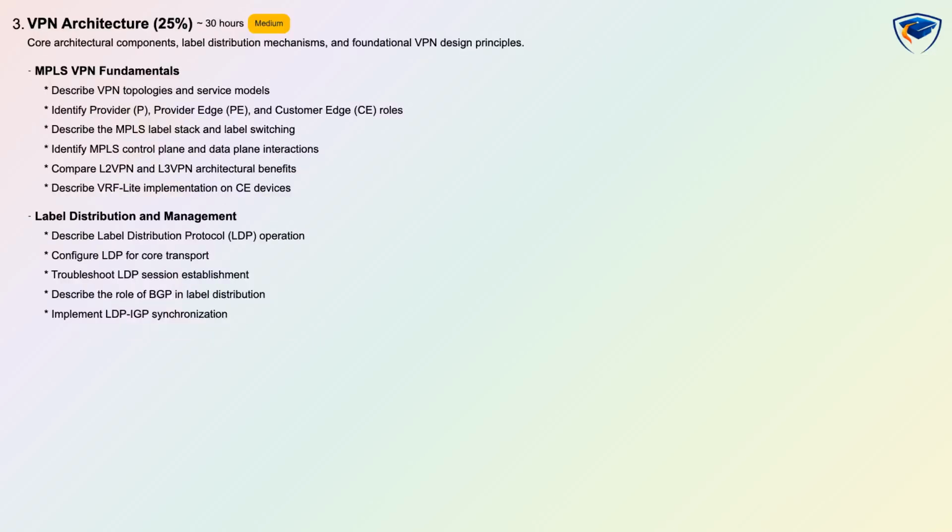VPN architecture makes up 25% of the exam and is medium difficulty with an estimated 30 hours of study and conceptual plus scenario-based assessment. You will study MPLS VPN fundamentals including typical VPN topologies and service models, and identify the roles of P, PE and CE devices.